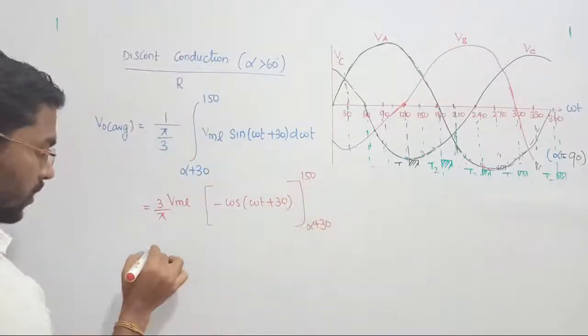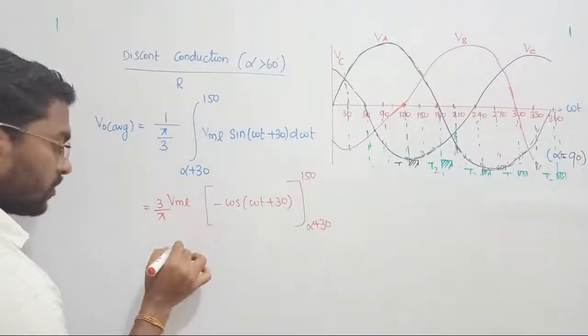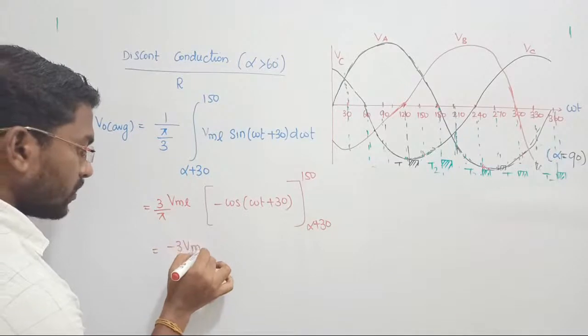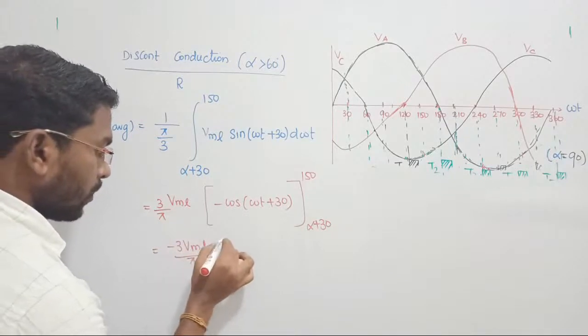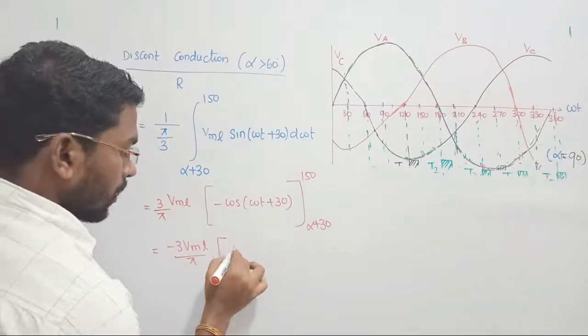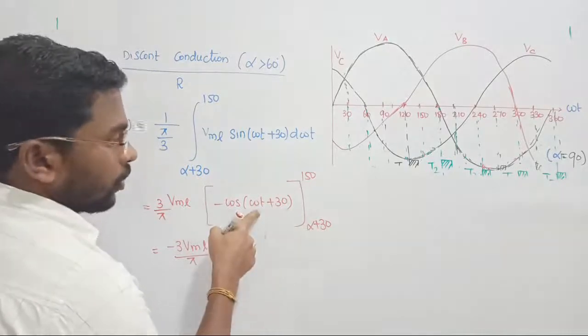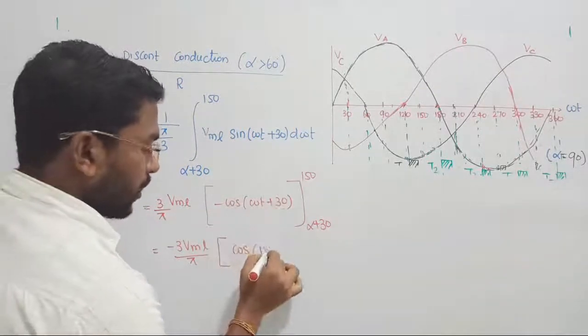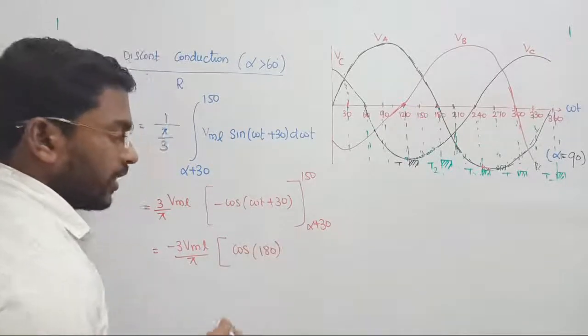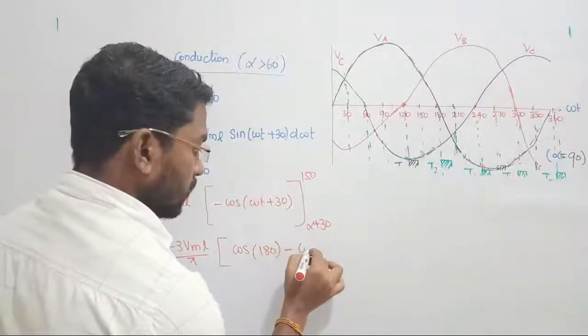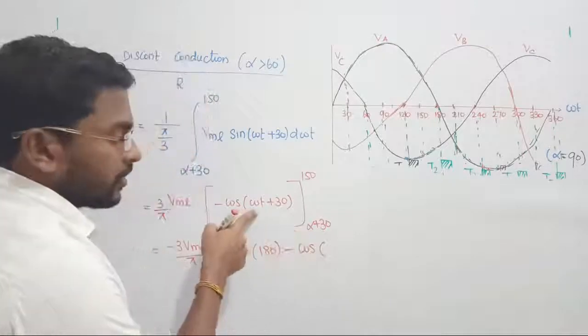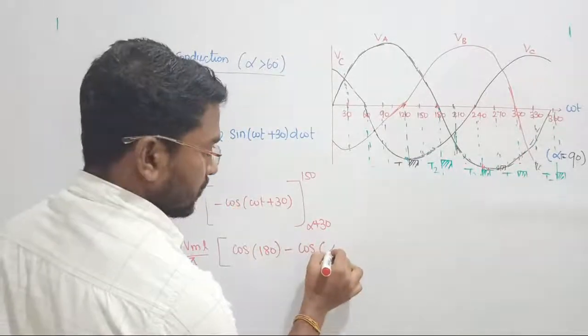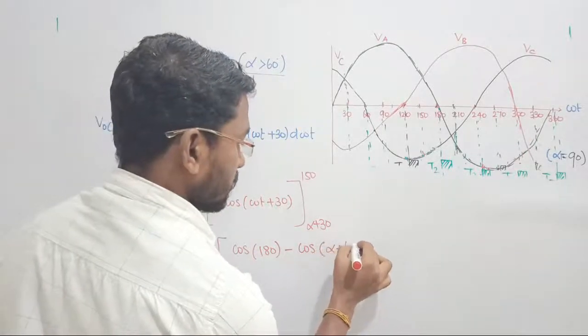Shall we start? Yes. In the next step, if you want to take minus also, you can take. So it will become 3 times V_ML by pi in bracket cos of upper limit. Omega t will be replaced by 150, so 150 plus 30 will become 180. First one, right? Let us go ahead. Minus cos of alpha, where omega t will be replaced by alpha, so that becomes alpha plus 60 degree.